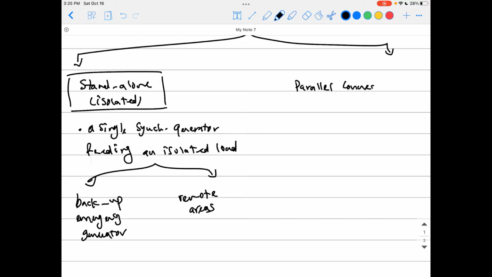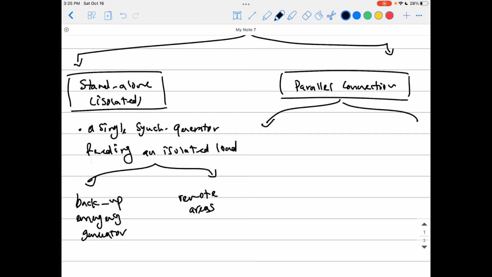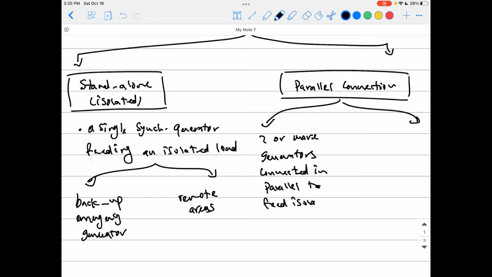The other one is the parallel connection. Actually, the most obvious one of it is the connected to grid mode, but also we can have two or more generators connected in parallel to feed isolated loads.